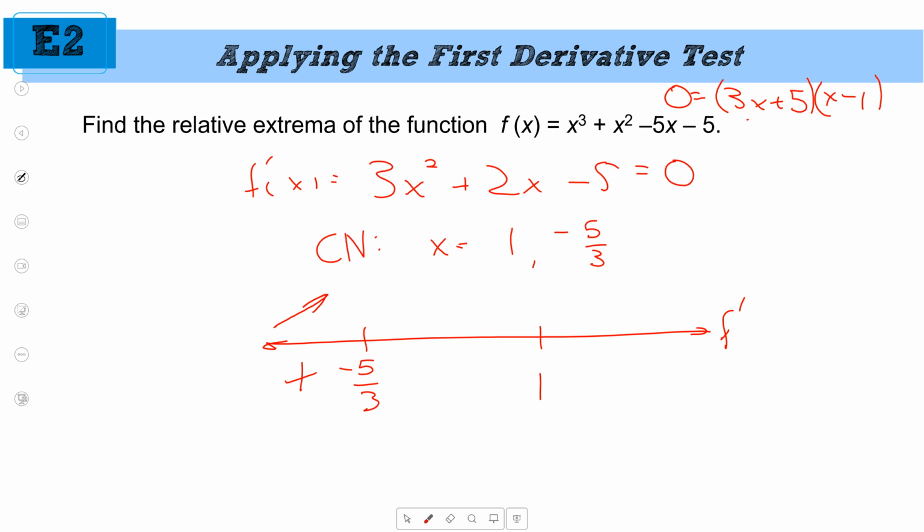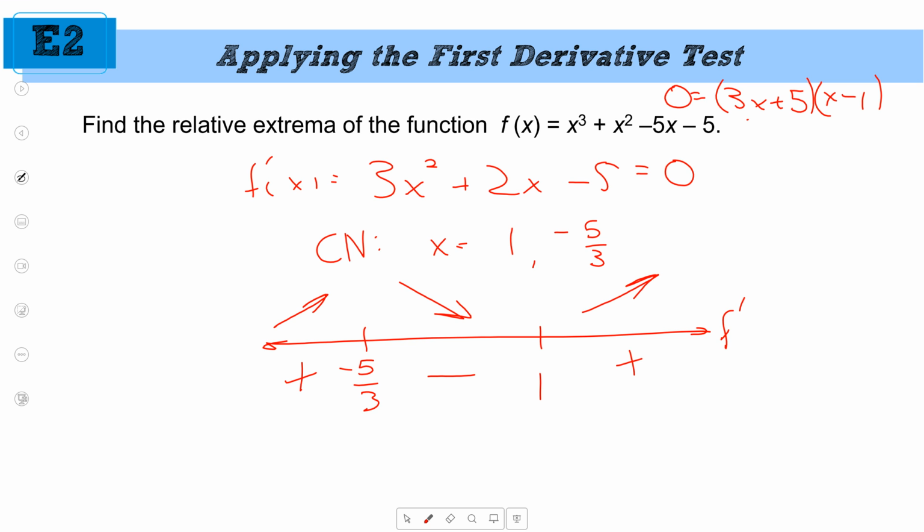Dom, what's a smart number to pick in here? 0. 0 would be a good number. Positive times the negative is negative. Now, I want you to get a little crazy on this one. Pick a number over here. 2. Easy. Positive times a positive is positive. Beautiful.